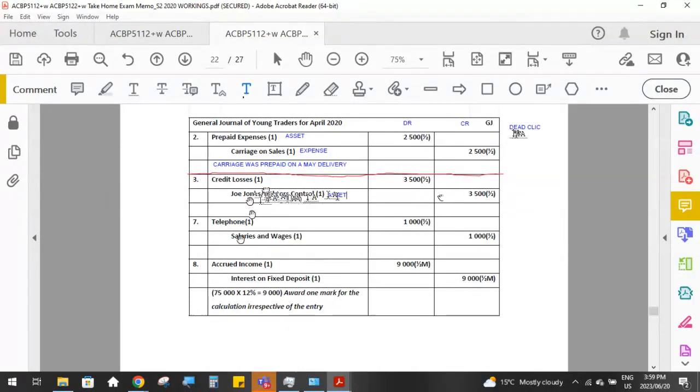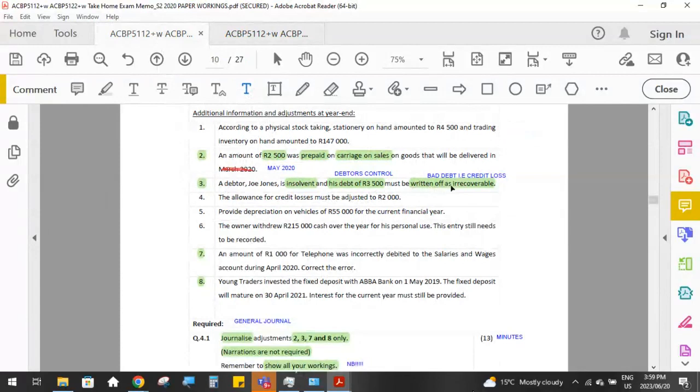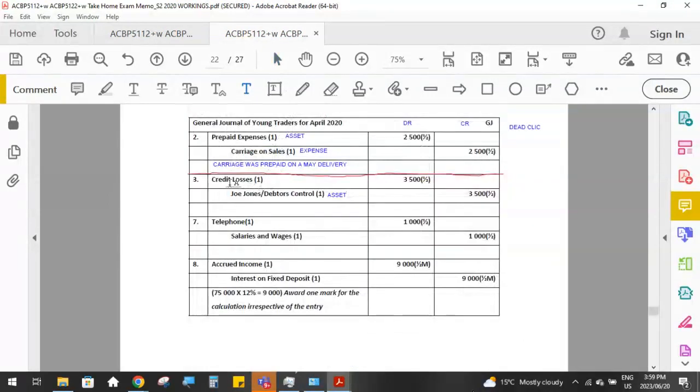Okay, we don't have to do it in this question, but in practice we would have to do that in both places. So again, we know we have credited debtors control with 3,500, which means we know we have to debit something else with 3,500. So you straight away just go and write 3,500 on the debit column. And then you decide what that account is going to be called. And they've told us here it must be written off as irrecoverable. So here you could call this account bad debts, you could call it credit losses, or you could call it irrecoverable debts. Any of that would be acceptable.